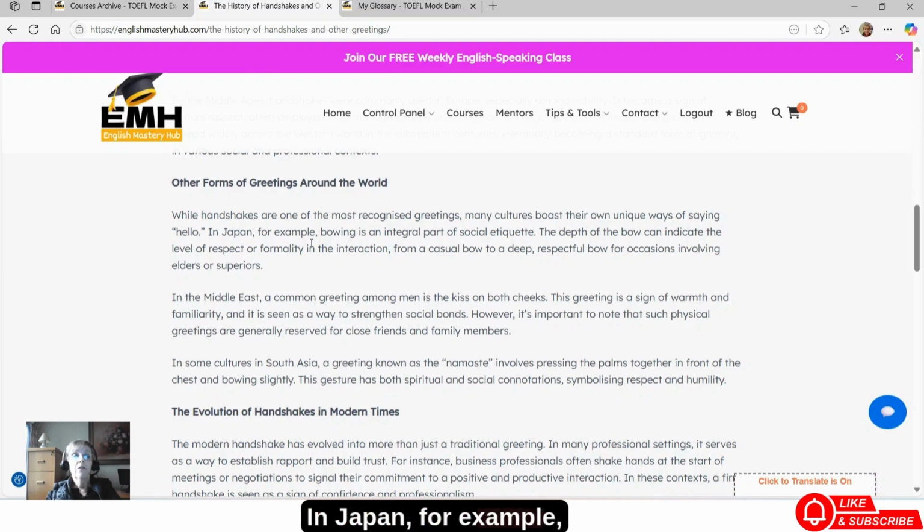In Japan, for example, bowing is an integral part of social etiquette. The depth of a bow can indicate the level of respect or formality in the interaction, from a casual bow to a deep, respectful bow for occasions involving elders or superiors.